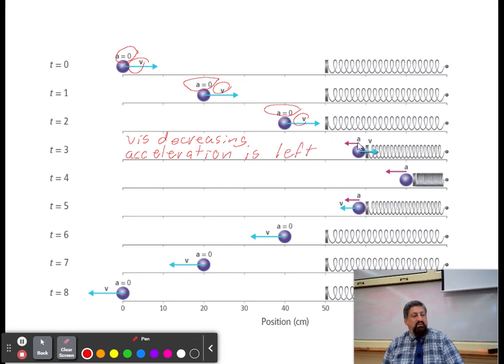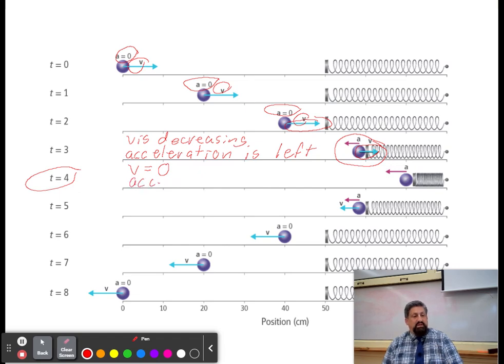Notice the acceleration here and the velocity are in opposite directions. When you have velocity in one direction and acceleration in the other direction, that means that the object is slowing down. We can see that if we look at these arrows: this arrow is longer, and then this arrow is shorter. And then what happens at t equals 4? That's when we don't see any velocity. So at t equals 4, the ball comes to a complete stop. V equals 0. But notice the acceleration is still to the left.